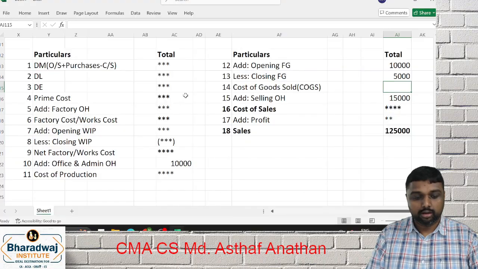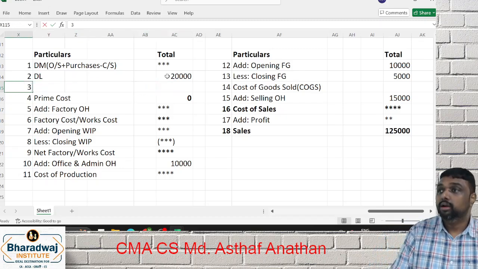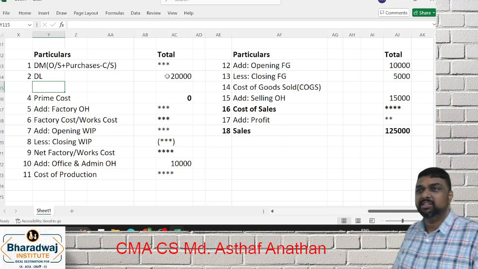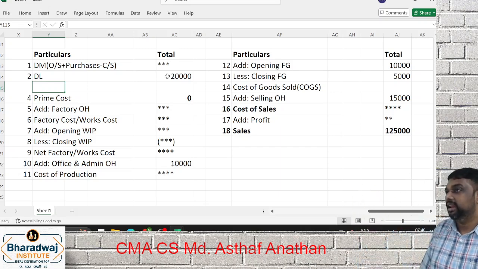Direct labor, we have what? 20,000. See, no clue for direct expense. We know there is no clue for direct expense. There won't be any direct expense, just because in the previous question there is no direct expense. It is very difficult to trace the direct expense other than material and labor.